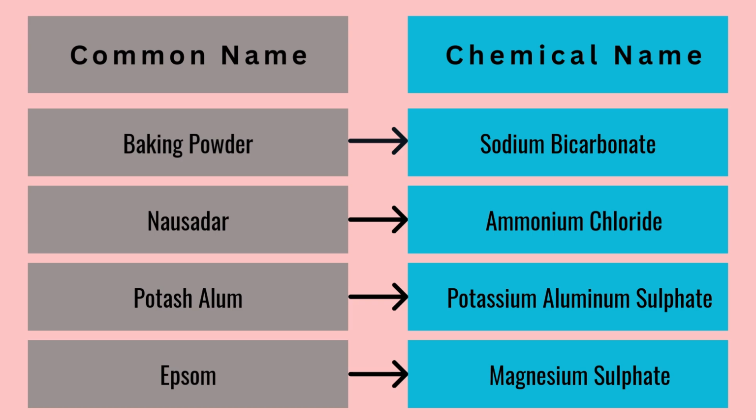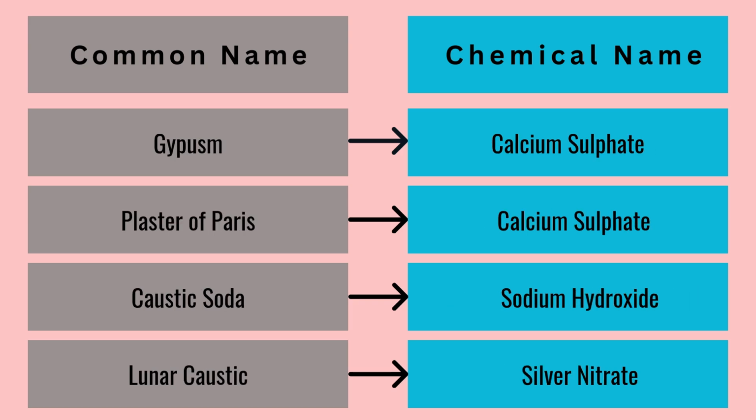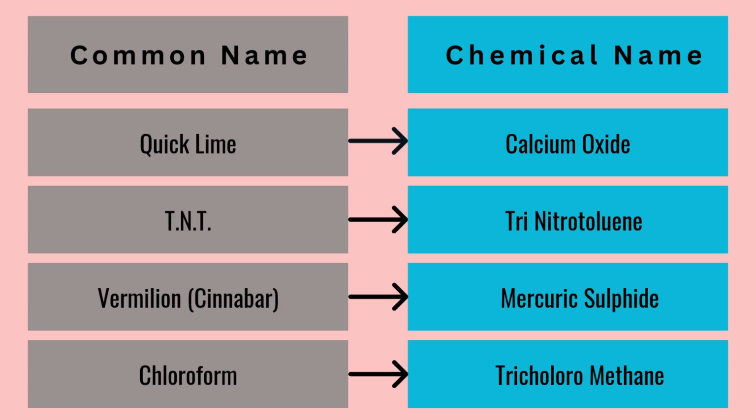Next, gypsum, chemical name is calcium sulfate. Plaster of Paris, chemical name is calcium sulfate. Caustic soda, chemical name is sodium hydroxide. Lunar caustic, chemical name is silver nitrate. Next, quicklime, chemical name is calcium oxide. TNT, chemical name is trinitrotoluene. Next, vermilion or cinnabar, chemical name is mercuric sulfide.